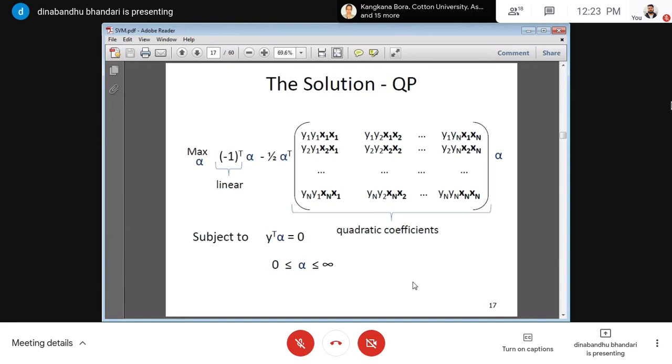So you can use a QP solver to solve for the alphas. Now, once you get the alphas, then everything is known. Then you can find out the W also, right? Summation alpha n y n x n.